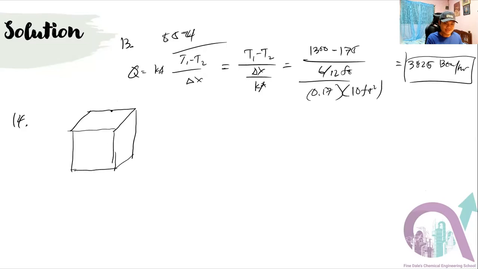Still not good with this. Okay, so we have this and this. That's the temperature profile, okay? Temperature profile in this. So you have 1,500 on the inside, and then you have 500 degrees Fahrenheit on the outside. So that's the temperature profile or gradient.